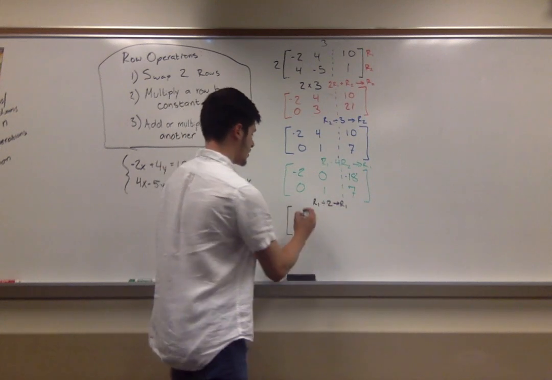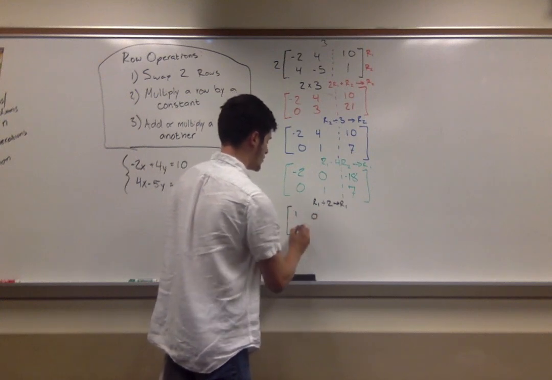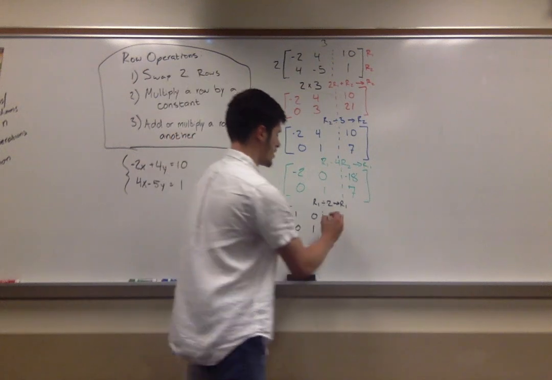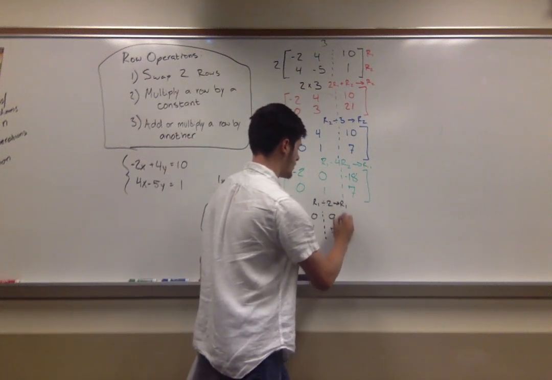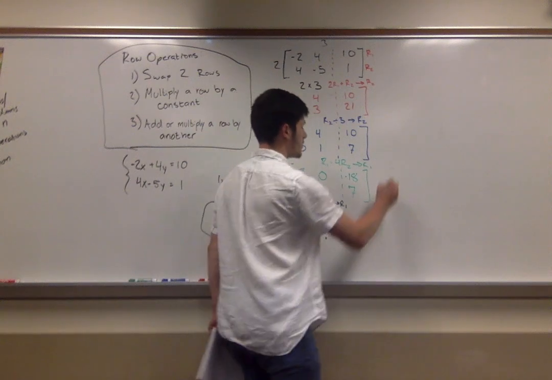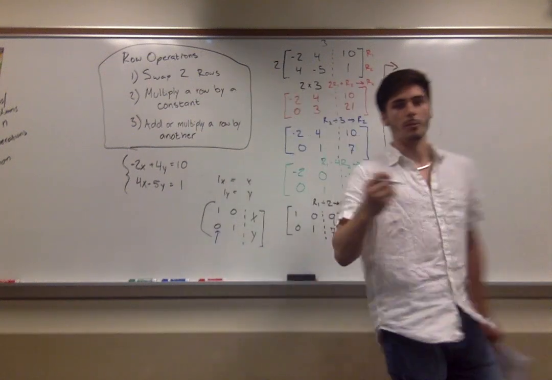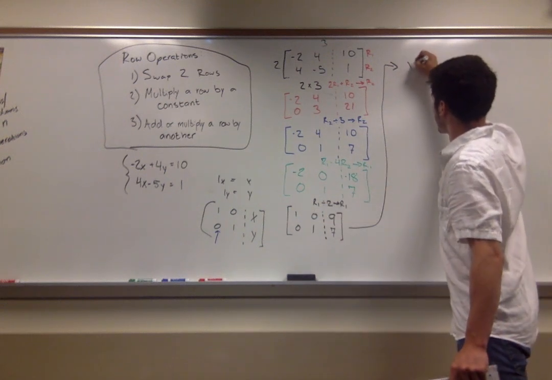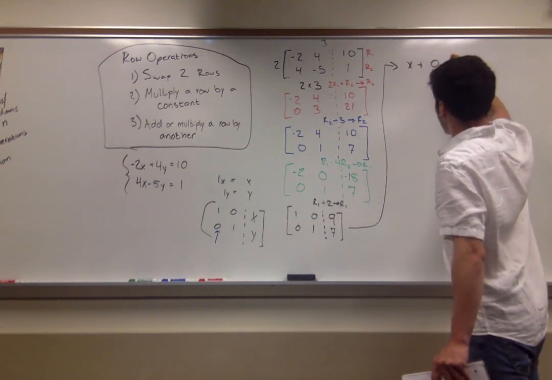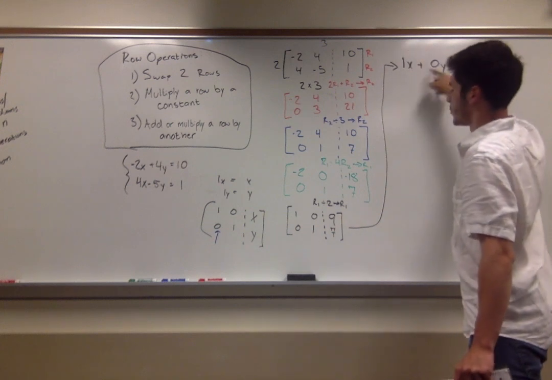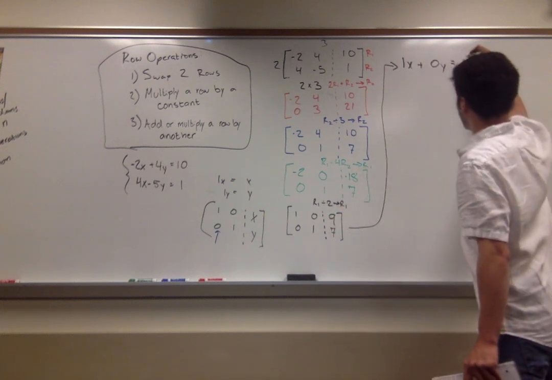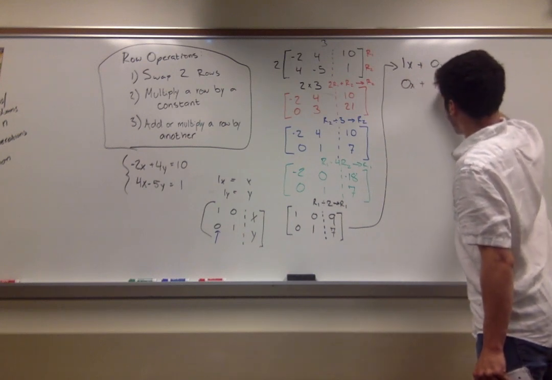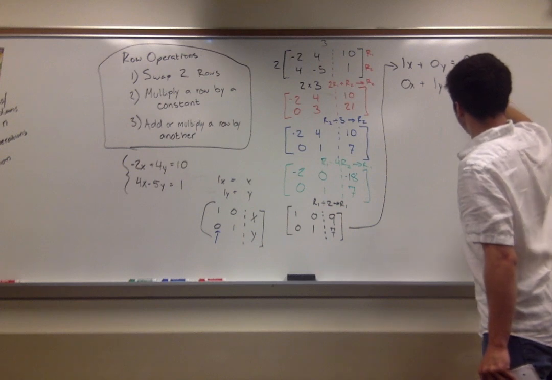So our final matrix is going to be 1, 0, 0, 1, just like we wanted. And the answers on the right side are going to be 9 and 7. So what that means, if we put this back into a system of equations, we would have x plus 0y, or 1x plus 0y equals 9. And then we would have 0x plus 1y equals 7.